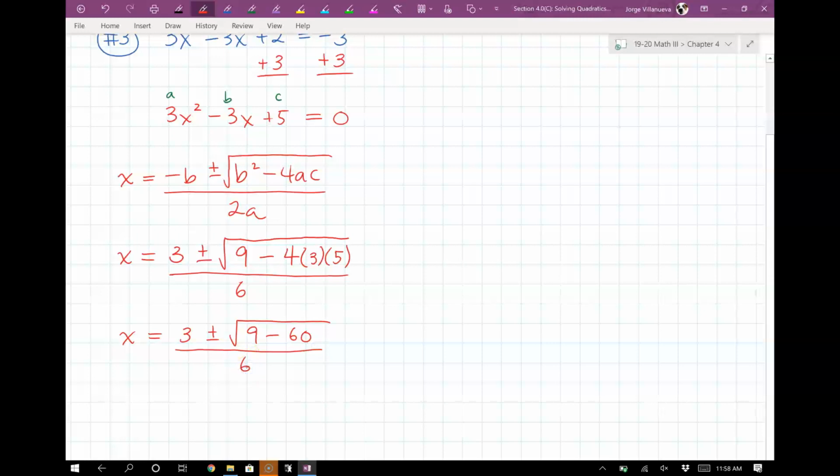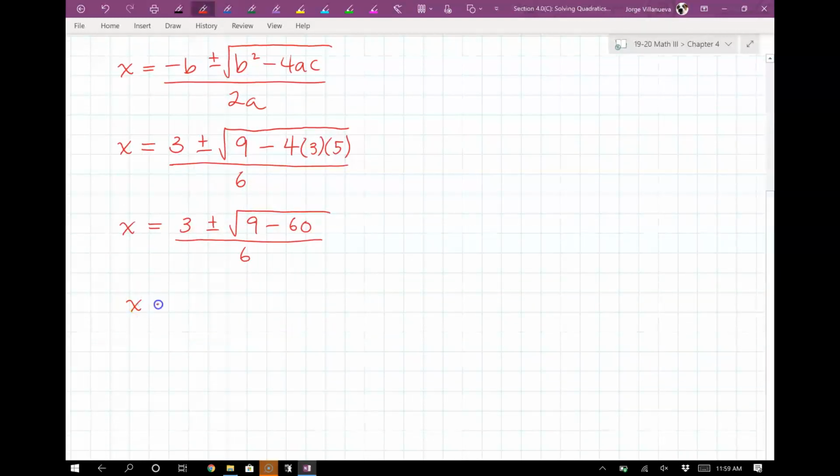9 minus 60 is negative 51, right? So let's write that down. x is equal to 3 plus or minus the square root of negative 51 over 6. Now, in the first section that we did, 4.0a, we learned about complex numbers, and we said anytime you see a negative inside of the square root, erase it and write the letter i next to it, right? So here we go. x is equal to 3 plus or minus the square root of 51i over 6. And that's your answer.